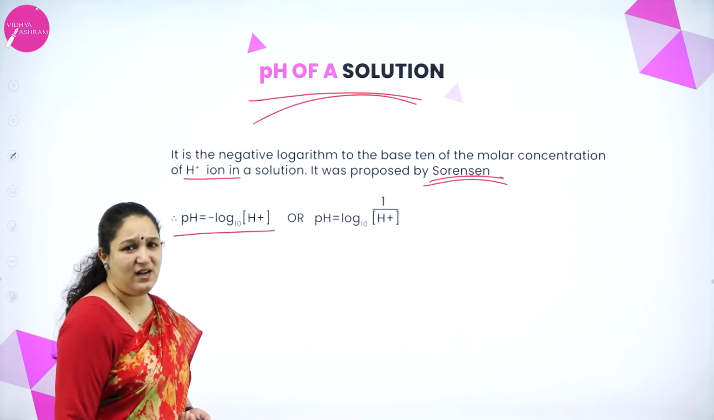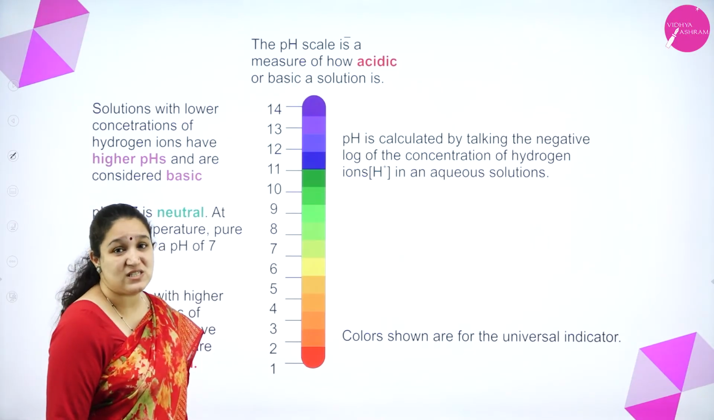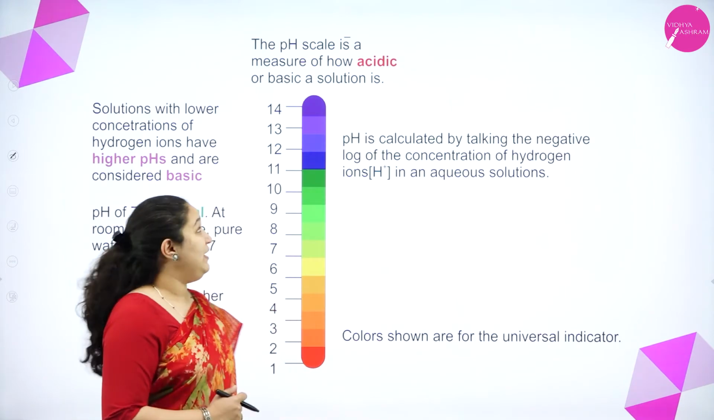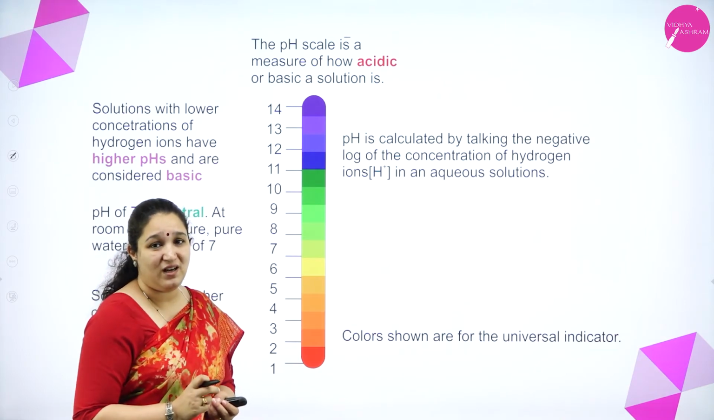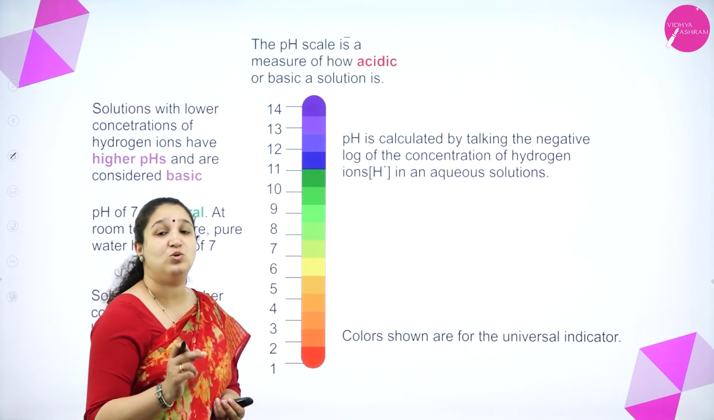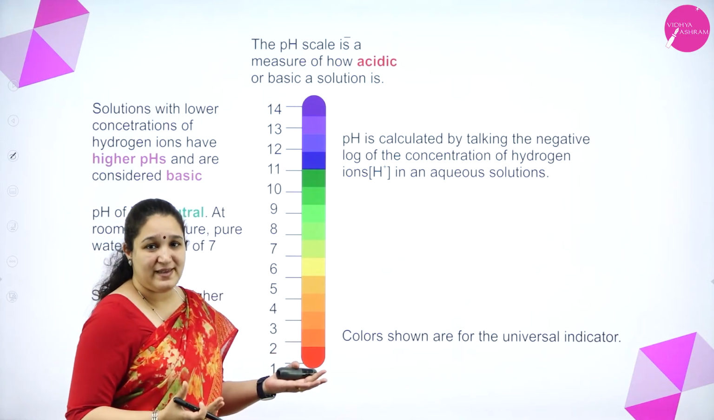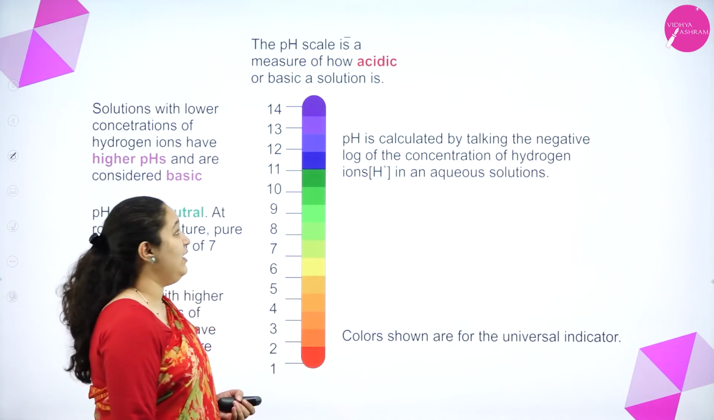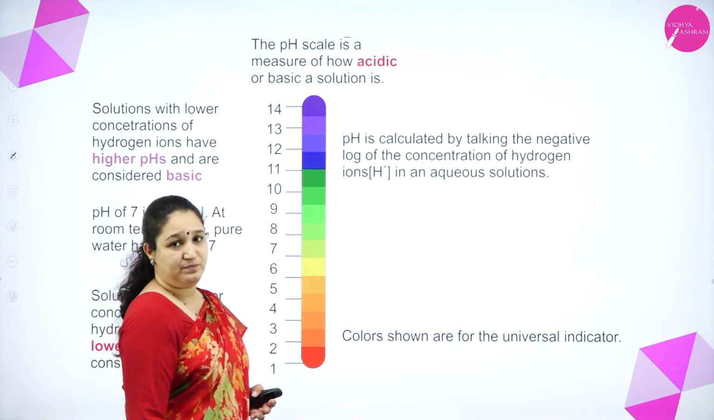Now, what exactly is this pH? If you want to know, you should know about the pH scale. So, what is pH scale? pH scale is a measure of how acidic or basic the solution is. Whether it is an acid or a base, you get to know by using a pH scale. Okay, so pH scales run from 1 to 14.